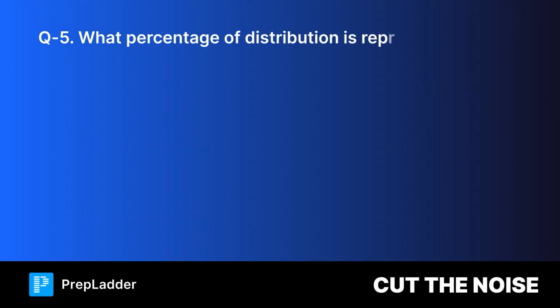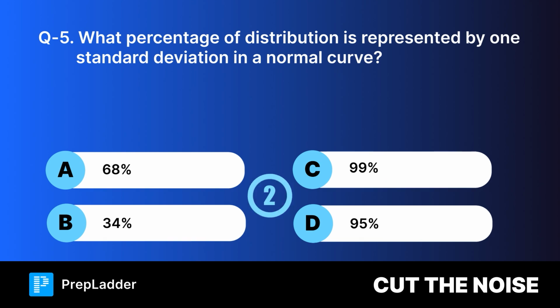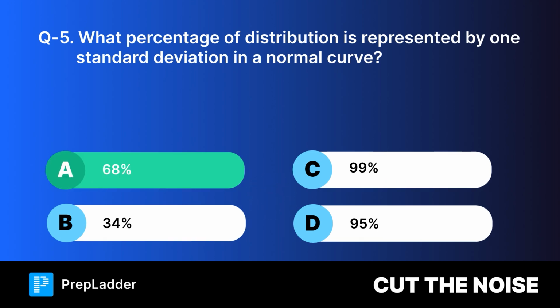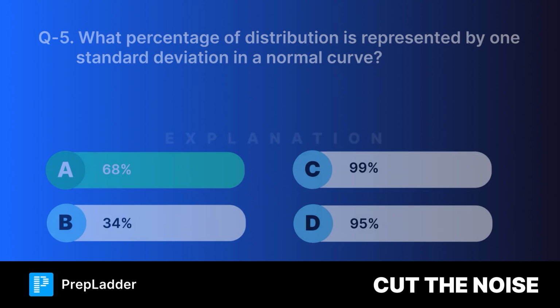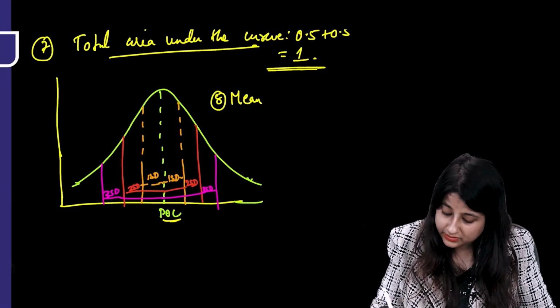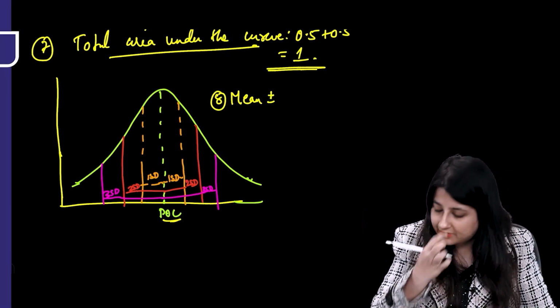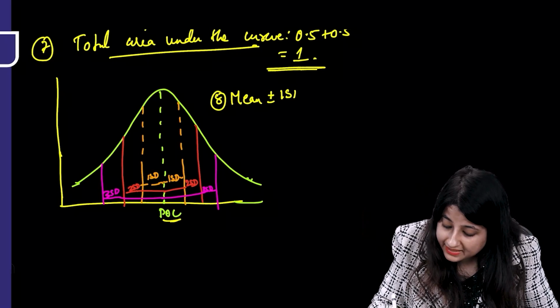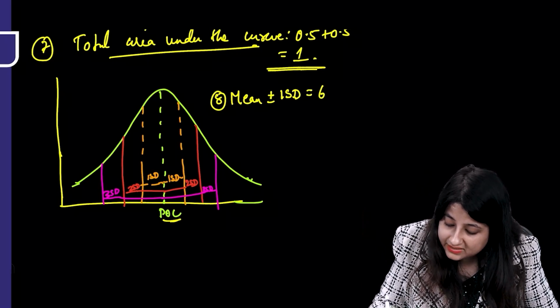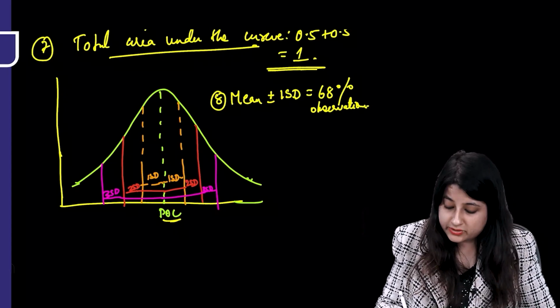Question 5. What percentage of distribution is represented by one standard deviation in a normal curve? Your options are, and the correct answer is 68%. Here's the explanation. This point of coincidence, mean is equal to median is equal to mode. So that means mean, median, mode all are lying on this green line. Okay. So mean plus minus 1 SD covers 68% of observations. That's one very important point.